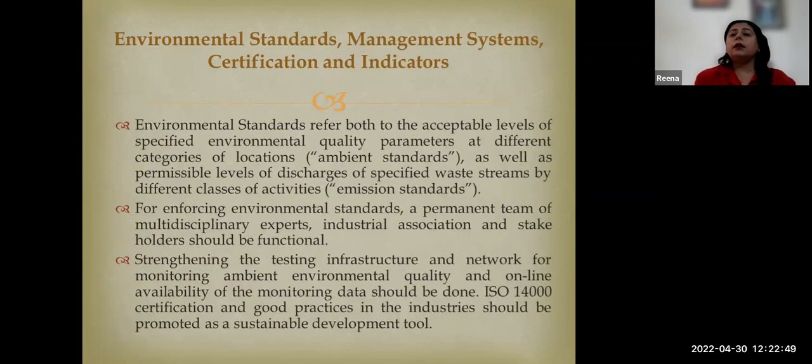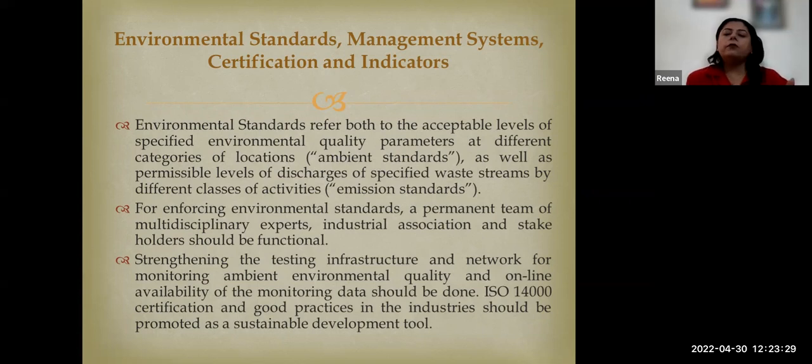Then environmental standards, management systems, certifications, and indicators. Again, there is a complete series of guidelines by the Central Pollution Control Board, such as National Ambient Air Standards and emission standards for various industries, even for every specific kind of industry. For example, if it is a steel industry, a pharma industry, or a foundry industry, for every kind of industry they have a specific document giving a complete description of the class of activities as well as the emission standards.